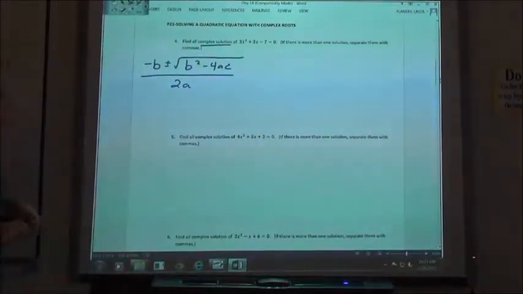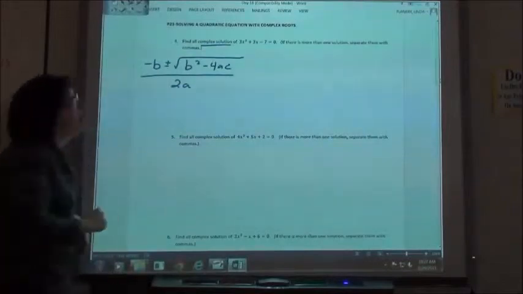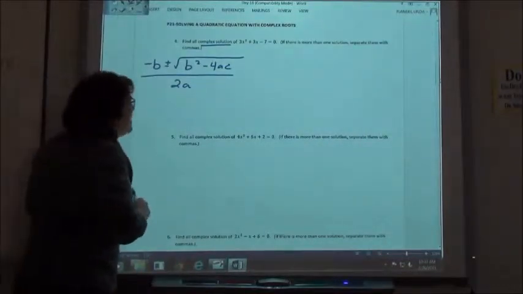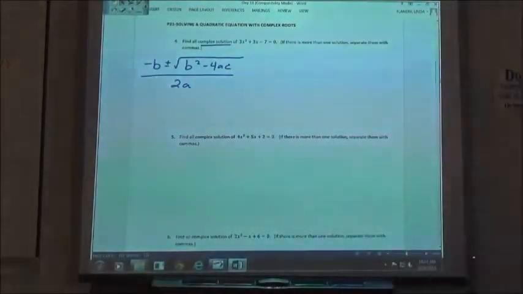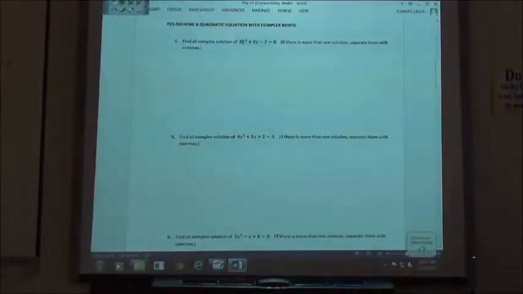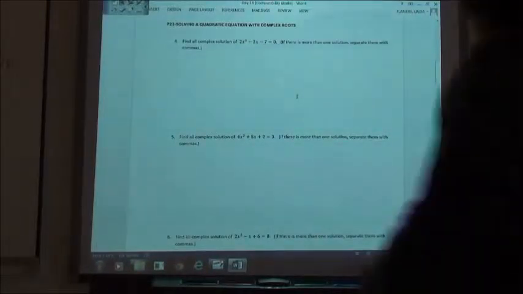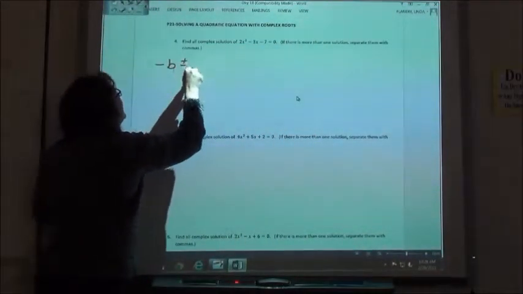So on number 4, is that the same numbers? 3, 3, and negative 7. It's the same as the other one. Well, let's make that something else so that it comes up to a different answer. I'm going to make that, let's say 2, negative 3, and we'll leave the 7. There, let's use that.